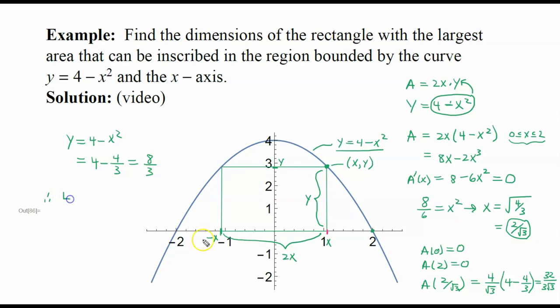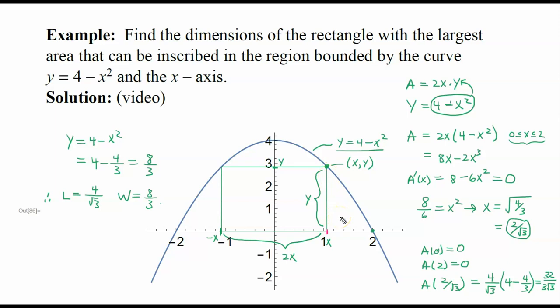So therefore the dimensions of this rectangle are going to be the length, the distance along the base of the rectangle, that's going to be 2x. Keep in mind this is 2x, so that's going to be 2 times 2 over root 3. So that's going to be 4 over root 3. And the width, or height, whatever you want to call it there, is going to be 8/3. And there you go. Those are the dimensions of the rectangle with largest area that can be inscribed like this.